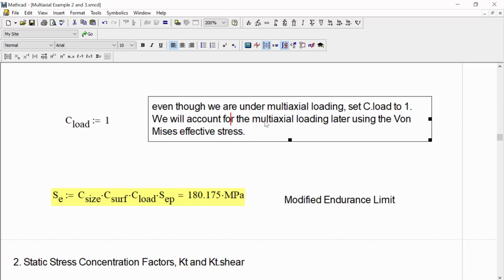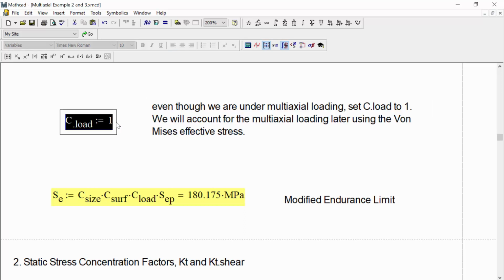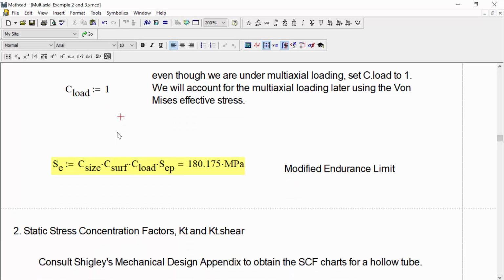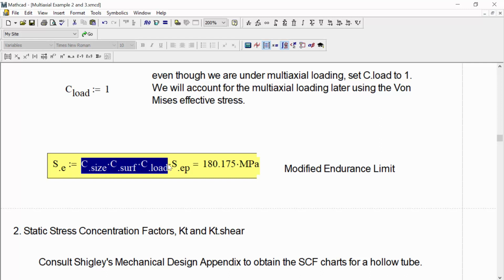So we're going to use that von Mises stress to deal with the influence of the multiaxial loading rather than the C load parameter. Now, there are other Marin factors that we could include, things such as temperature, things such as reliability, but in the problem statement, we're not given any information about those additional factors. So we're just going to set those remaining factors to 1, and then we're going to calculate our modified endurance limit, where C size times C surf times C load times the unmodified endurance limit gives us our modified endurance limit at 180 megapascal.